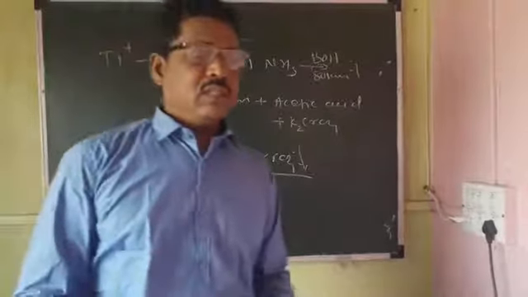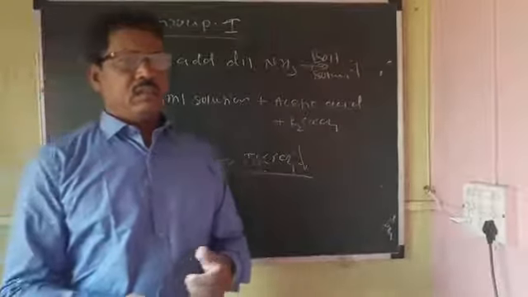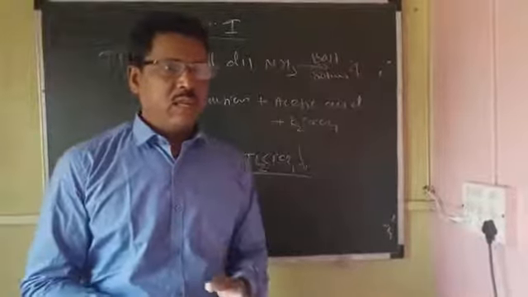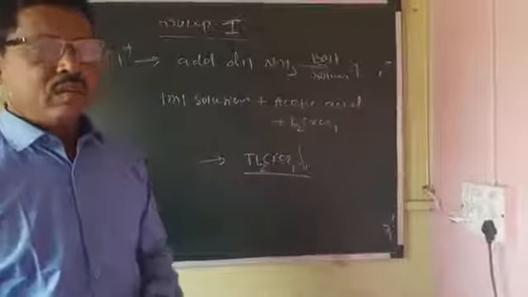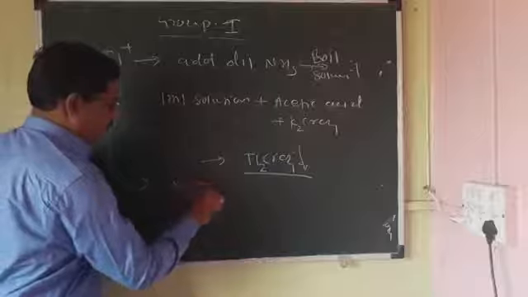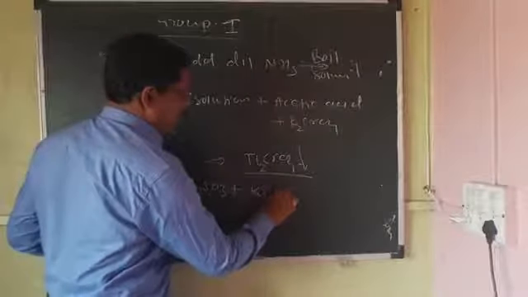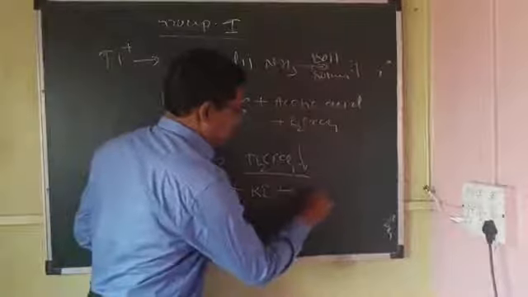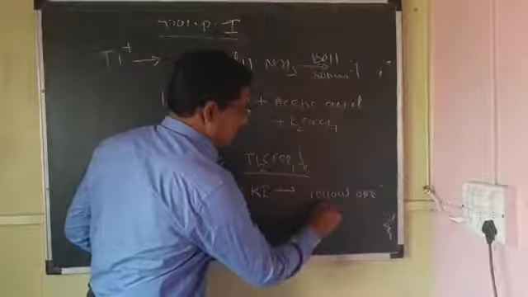The second test for thallium: place 1 drop of the solution on a Whatman filter paper, then add 1 drop of sodium thiosulfate solution, then add a drop of potassium iodide solution on the filter paper, and you get the yellow precipitate of thallium.